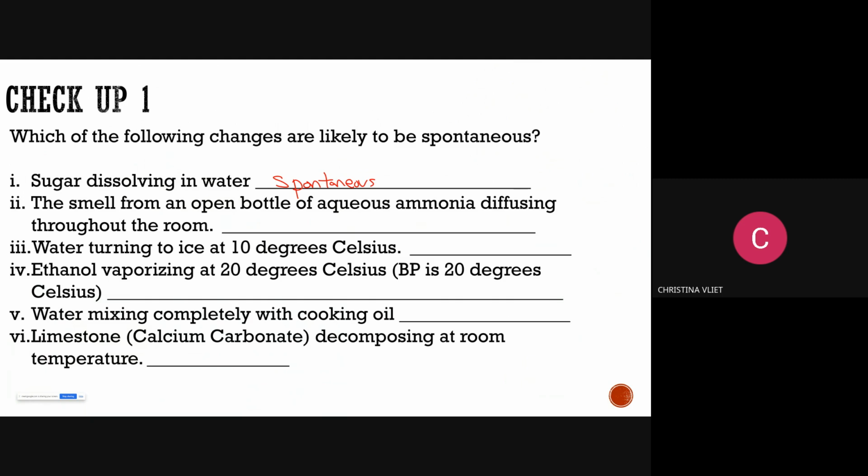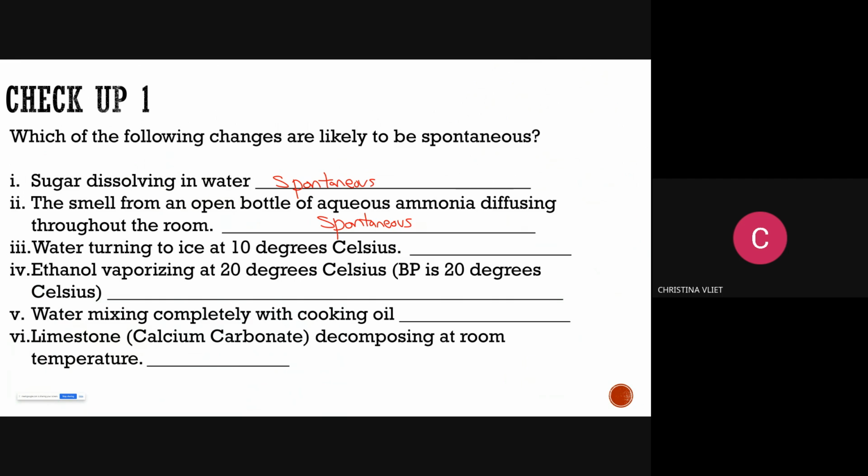The smell from an open bottle of aqueous ammonia diffusing throughout the room. Oh no. I have to have ammonia today for the lab exam. So would that be spontaneous or non-spontaneous? It's 100% spontaneous because I can tell you that you'll be able to smell it. I smell it from here. It depends on the concentration of the ammonia, to be clear. It won't be that concentrated.